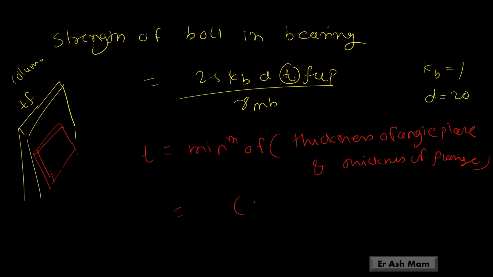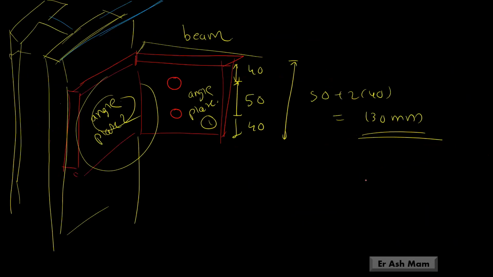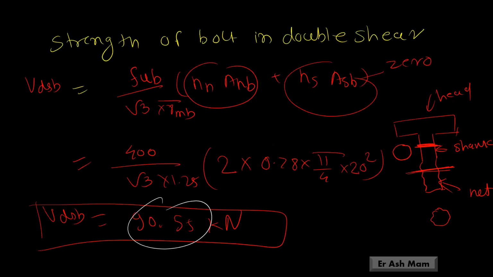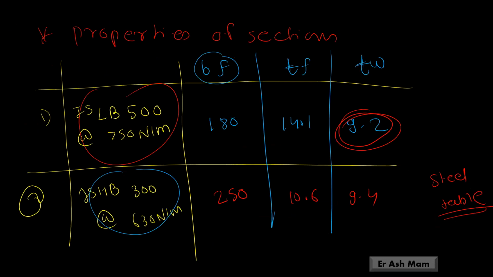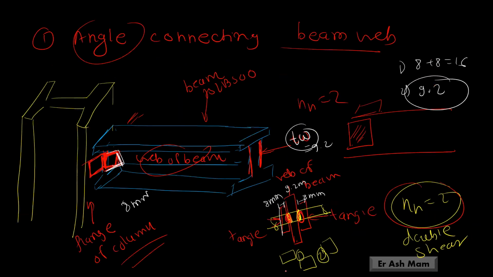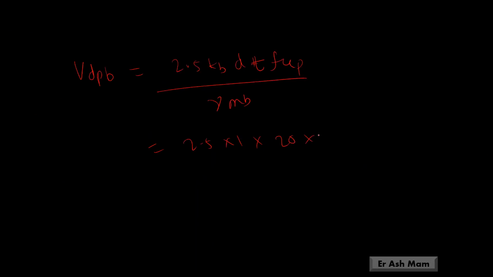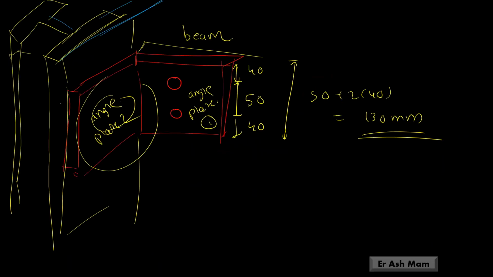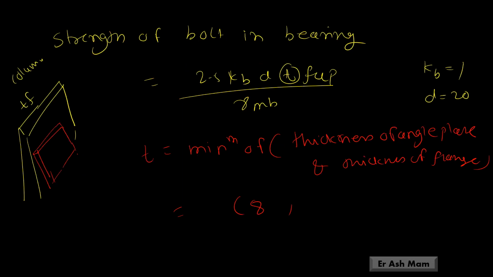We know that thickness of angle plate is 8 mm, and thickness of flange of column is 10.6. Therefore, minimum value is 8. Therefore, adopt t equal to 8 mm.